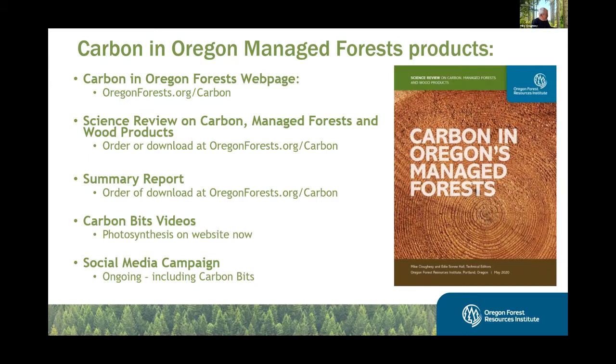And this is not a hefty book. It's only 117 pages, 121 pages, but it does a pretty good job of summarizing where we're at with carbon in Oregon's managed forest. Then we have a summary report, which is a shorter, slick, typical OFRI version. It does it all in 16 pages. So you can get a lot of information in a little bit, and it's available.